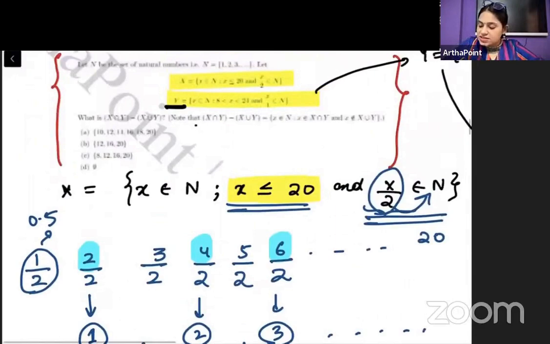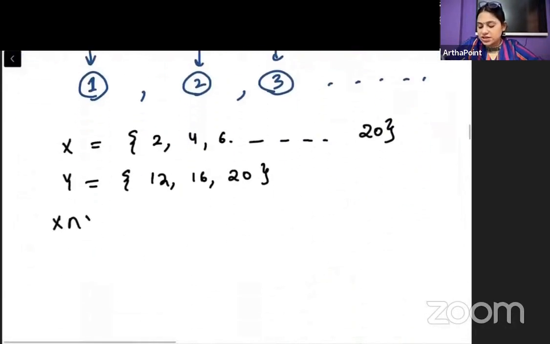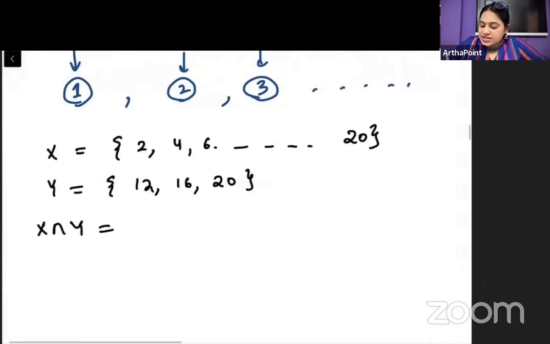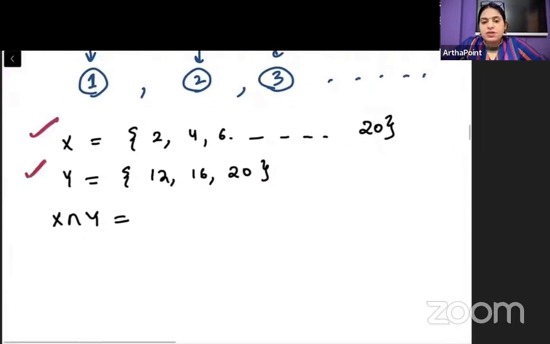Now it says, find x intersection y, so find the common elements between x and y. Try to understand that y is 12, 16, and 20. These are divisible by 4, and if a number is divisible by 4, it is automatically divisible by 2. Therefore, what is common between x and y is simply y, because x would definitely contain 6, 12, 16, and 20. So it will simply be y.